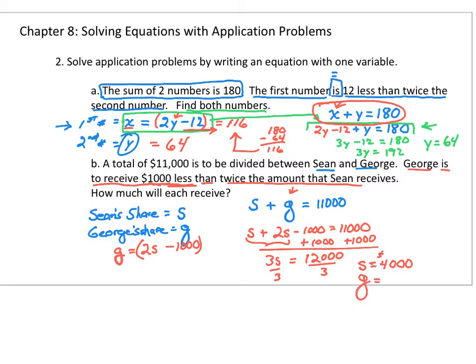George, well, let's see, 2S is going to be 2 times 4,000. That's going to be 8,000 minus 1,000. That would be 7,000. And 4,000 plus 7,000 does equal 11,000. So that seems to be correct.